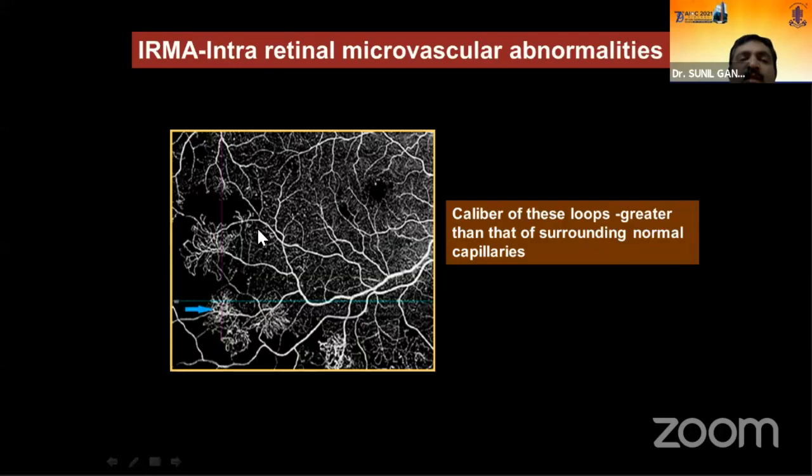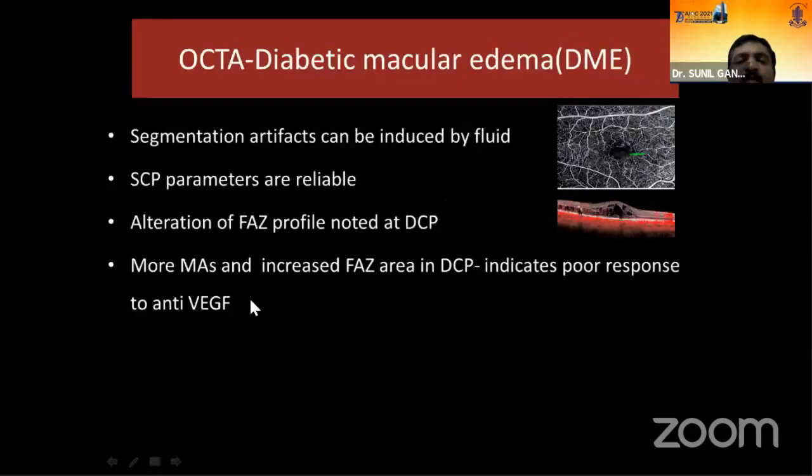The next structural change is the intraretinal microvascular anomalies. If you look at this arrow, it indicates the IRMA. The caliber of these vessel loops is greater than that of the surrounding normal capillaries, so it helps you to differentiate the IRMA from the normal capillaries.